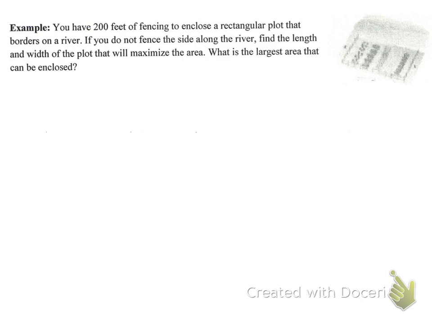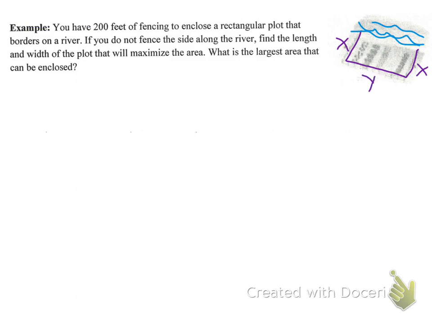You have 200 feet of fencing to enclose a rectangular plot that borders on a river. If you do not fence the side along the river, find the length and the width of the plot that will maximize the area. What is the largest area that can be enclosed? So over here on your copy and my video, there's a picture of a little fenced-in area, and we're assuming that this is our water. So we're going to call this side x, x, and then this third side y.